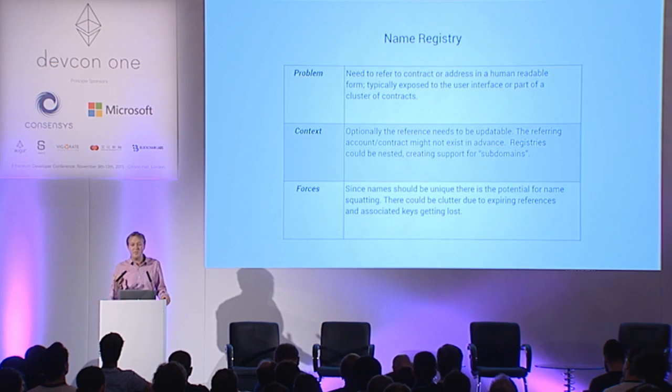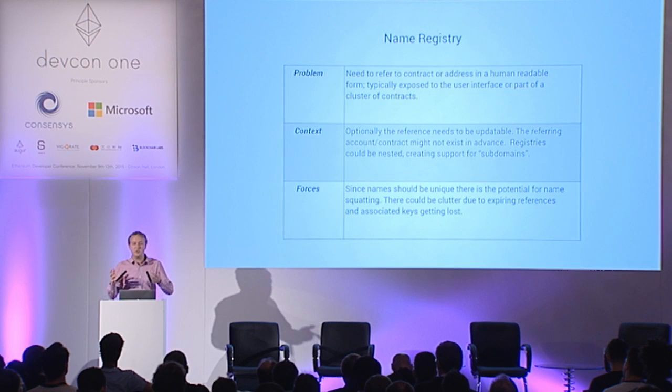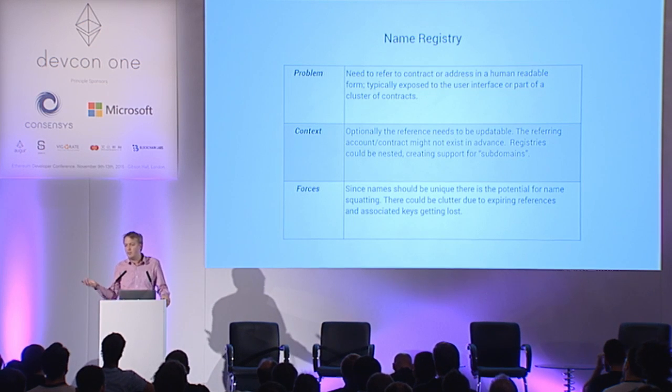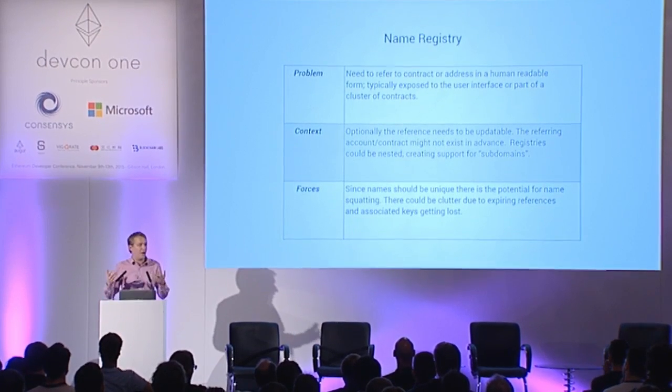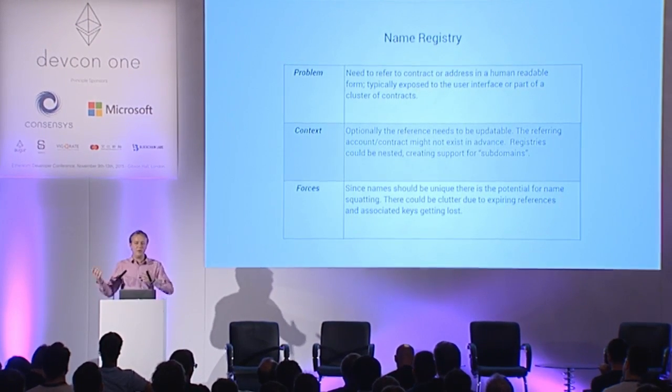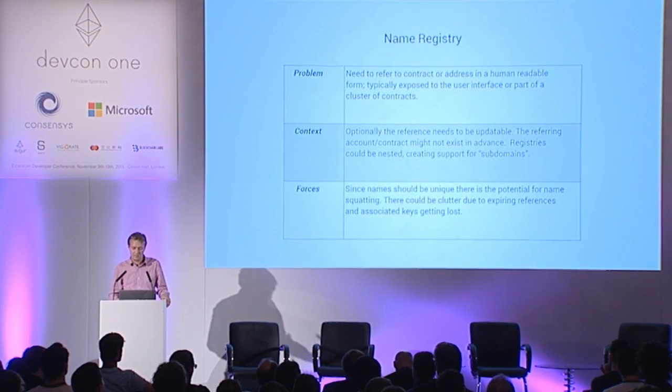Of course, there are some issues with this. You have the traditional kind of problems that you're also seeing in the DNS name registry. So you have this name squatting potential. What happens if you lose your key? Is this name going to be lost and are we going to expire it? Maybe you can outbid somebody else. So there are all these complex things to think of as well.